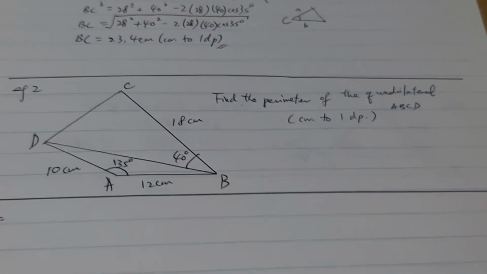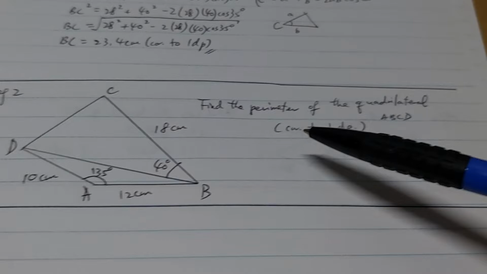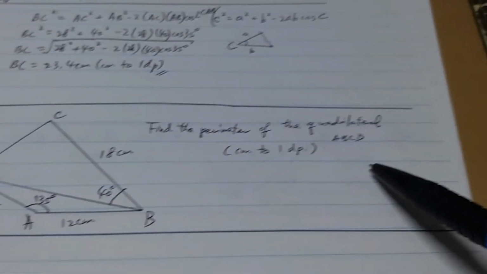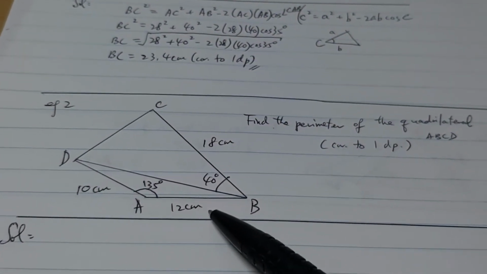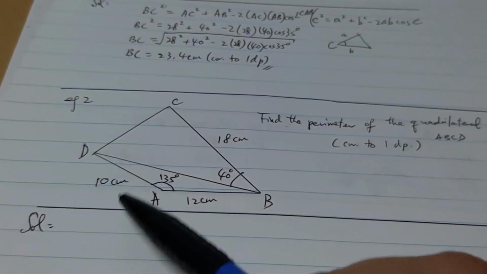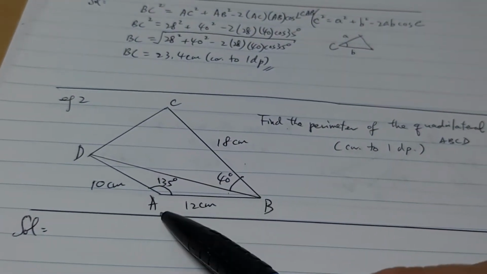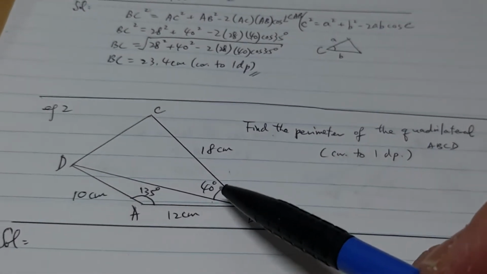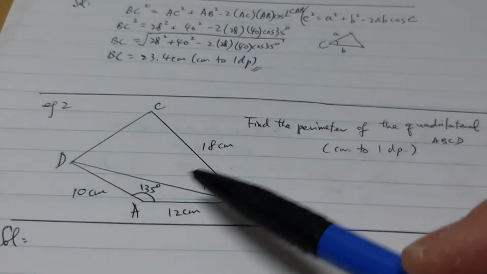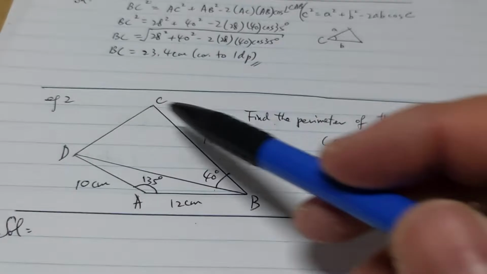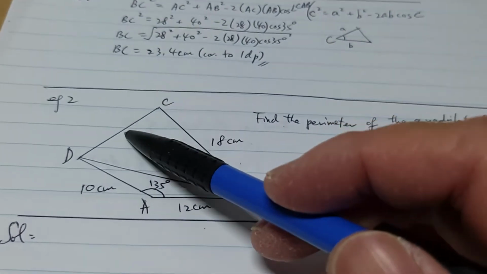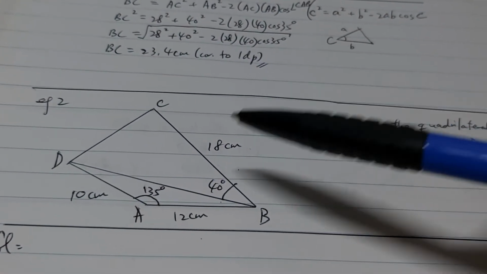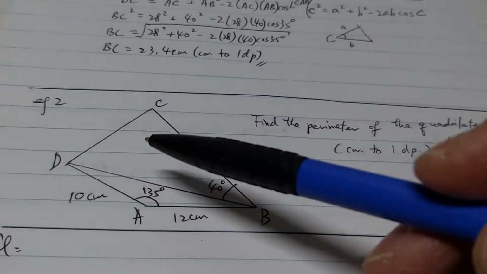Okay, we go to the next question. This question asks you to find the perimeter of the quadrilateral ABCD, this four-sided polygon. You are given these three sides and these two angles. In order to find the perimeter, we need to find all the sides of this polygon. So we have this one, but not this one. What we need to do is to find the length of CD. So how to find CD?